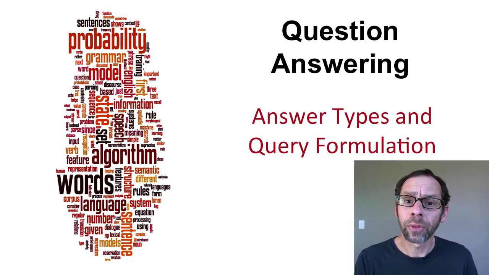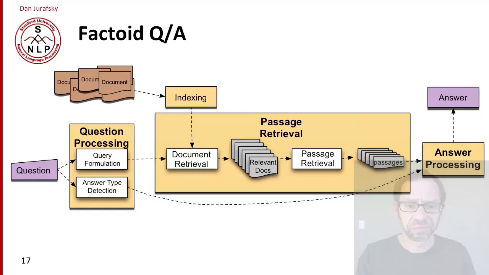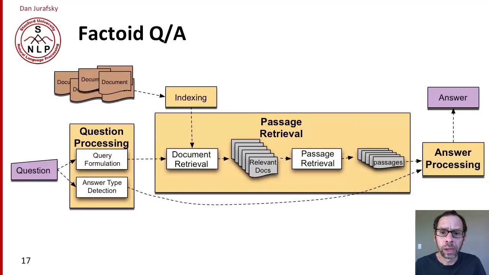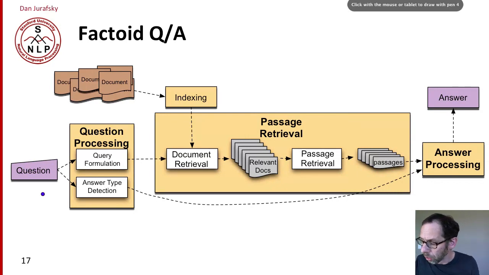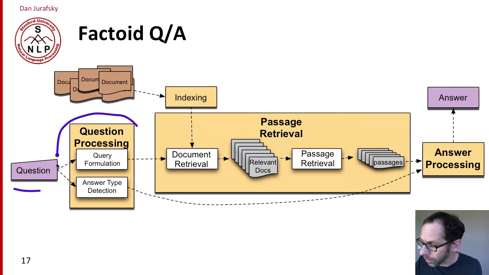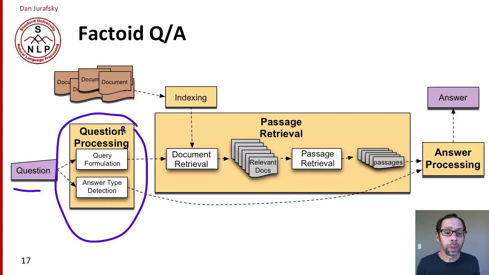The first step in any kind of question answering is answer type detection and query formulation. So going back to our box diagram here, our flow chart, we have a question, and the first thing we're going to do in question processing is understand what's being asked here.